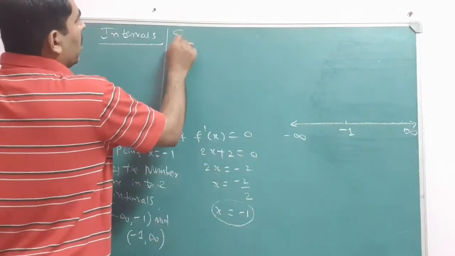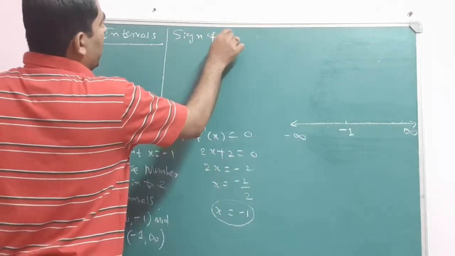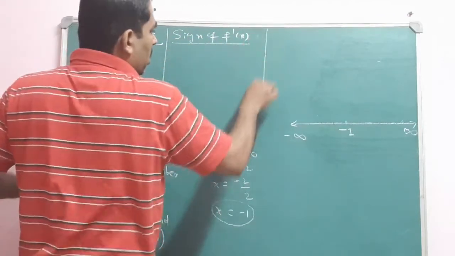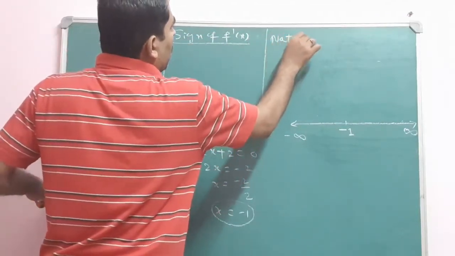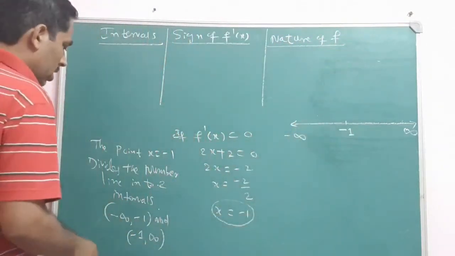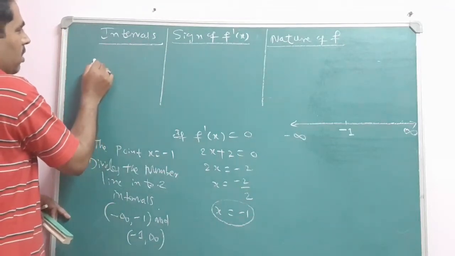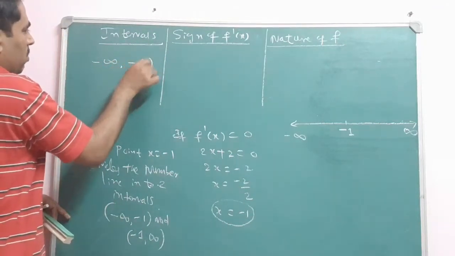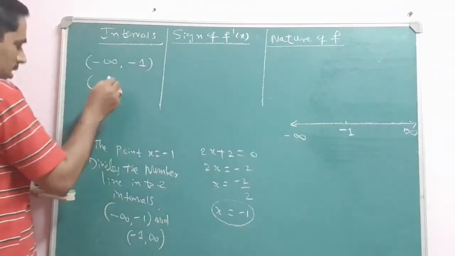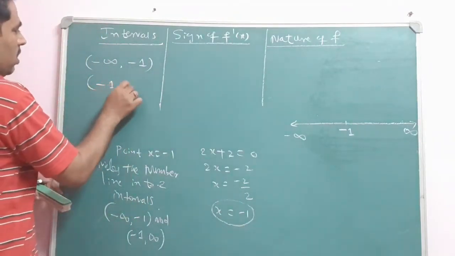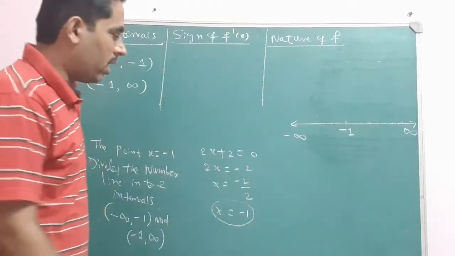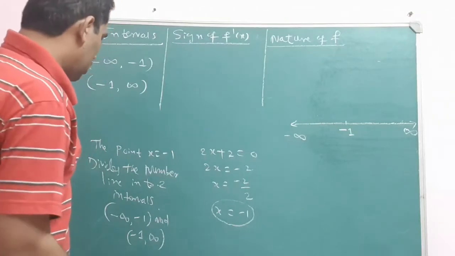Then the sign of the derivative. This is very, very important. The sign of the derivative, then the nature of the function, whether it is decreasing or increasing. I will write the intervals here. Minus infinity to minus 1 is my first interval, then the second interval is minus 1 to infinity. In these two intervals, I have to decide the sign of the derivative.